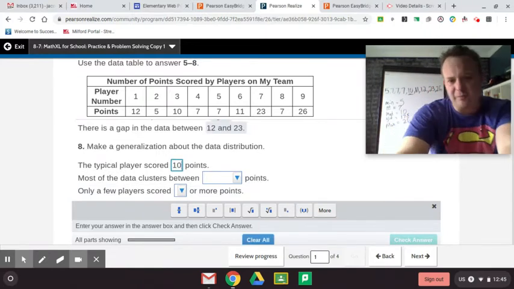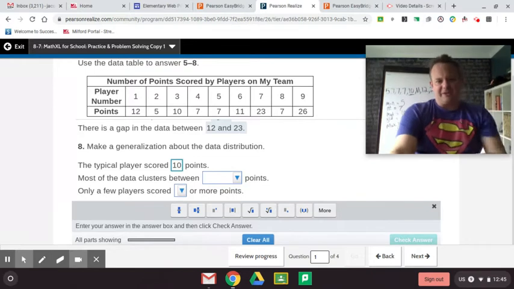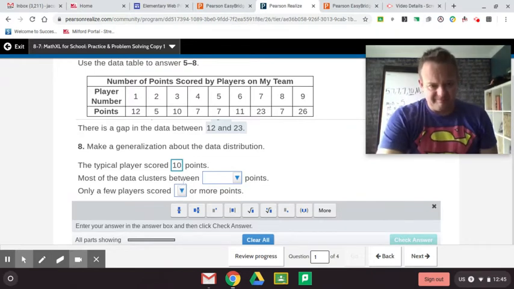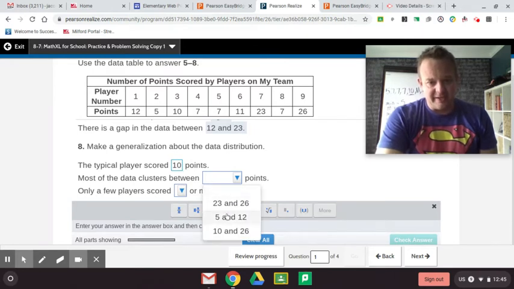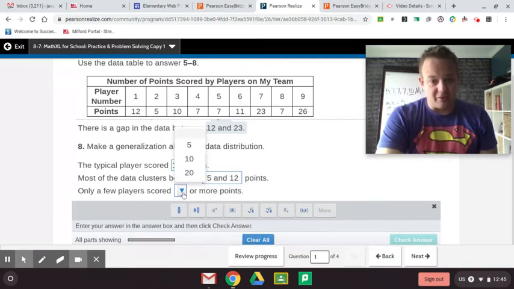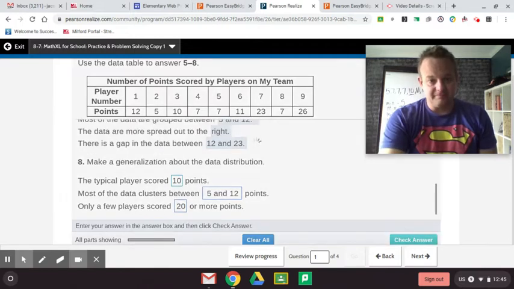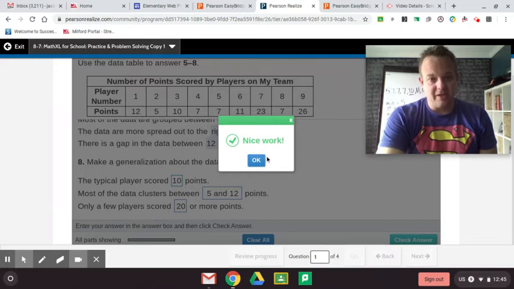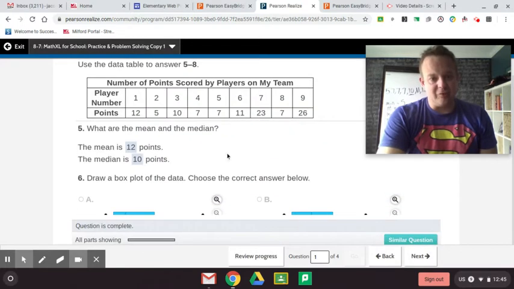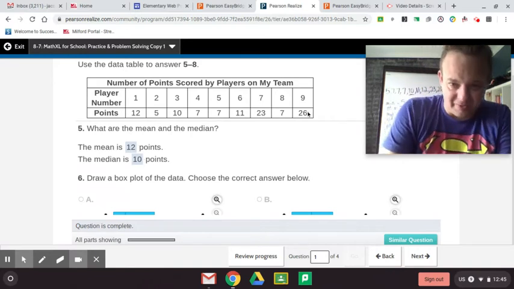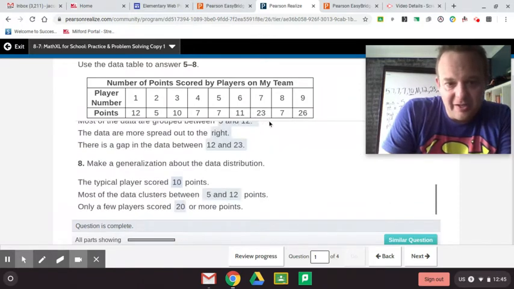Now, I could be wrong here because I'm not sure what they're going for with that. Most of the data clusters between 5 and 12. Only a few players scored 20 or more points. That's true. All right. Whew. So as you can see, the median was the best measure of center in this case because these two are kind of considered outliers. All right. Moving right along.